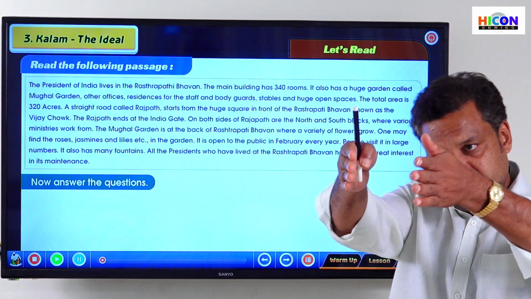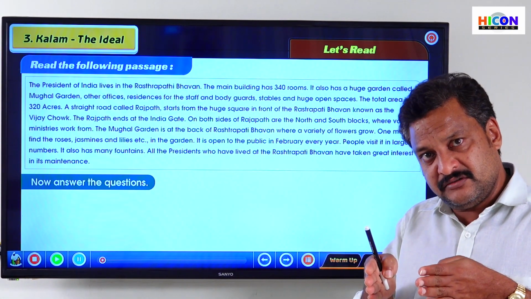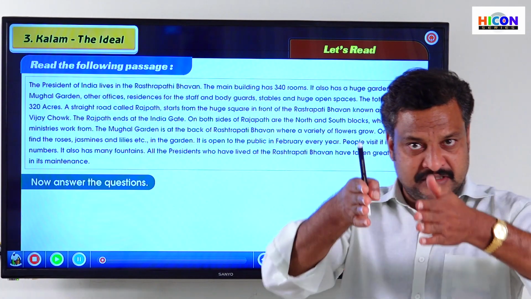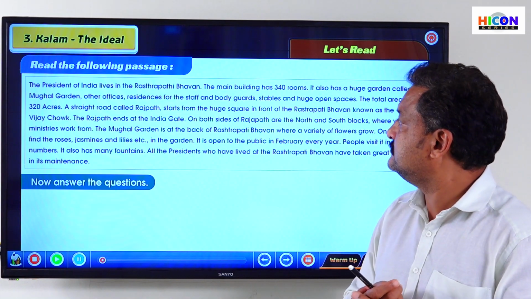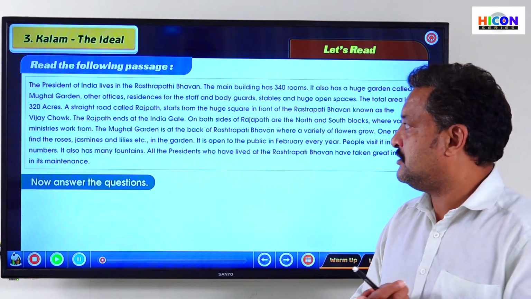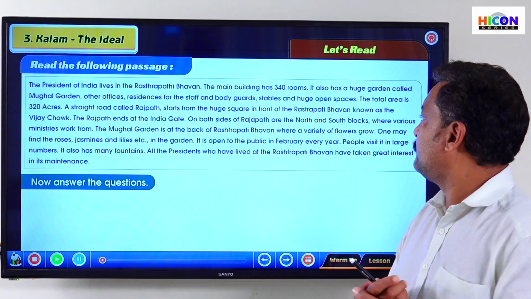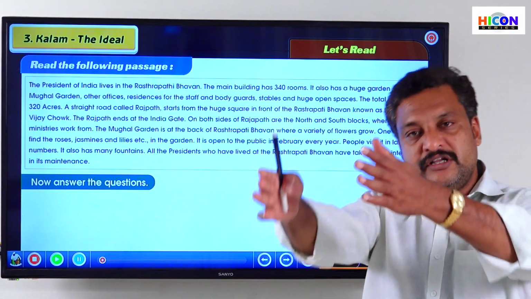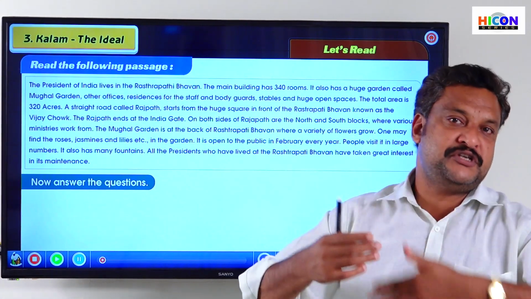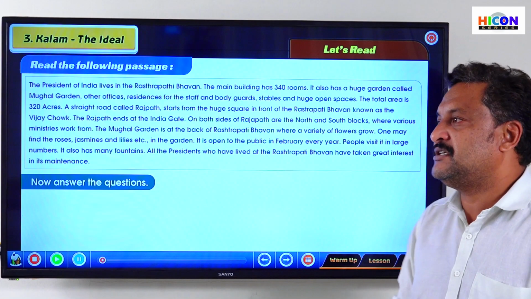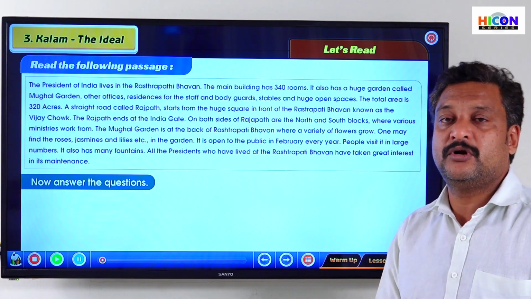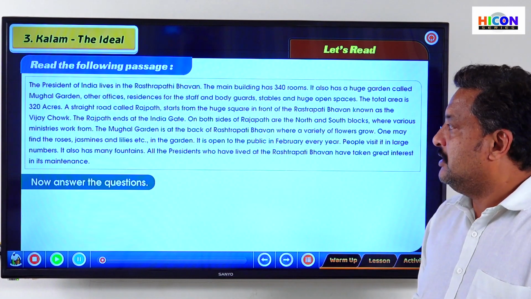From the Rashtrapati Bhavan, there is a straight path which comes to the India Gate. This straight path is known as the Rajpath. So the road is called Rajpath, and it comes to the point called Vijay Chowk. And it is this Vijay Chowk where we celebrate our Republic Day programs and all, right?